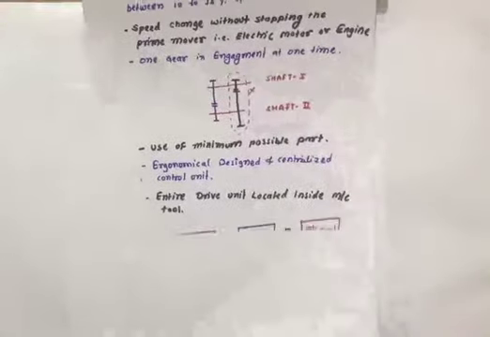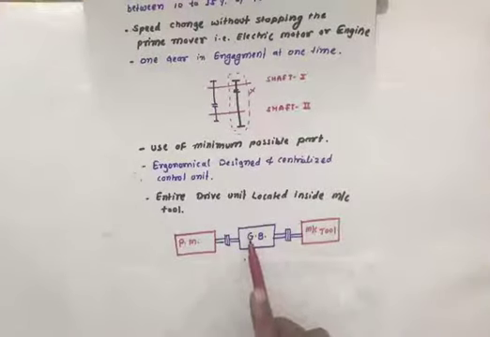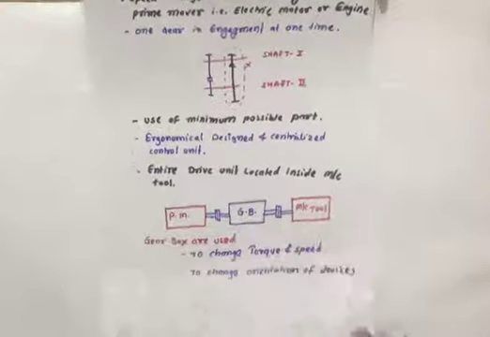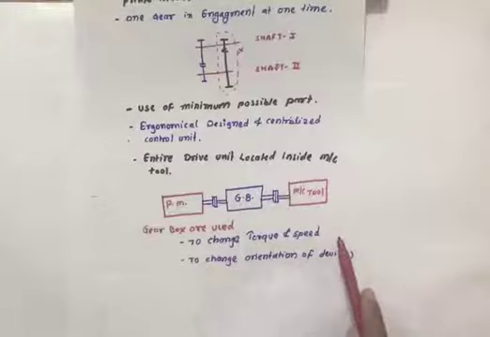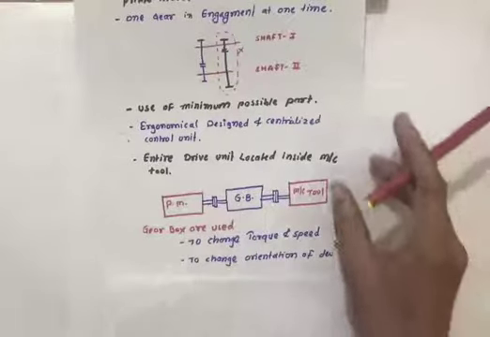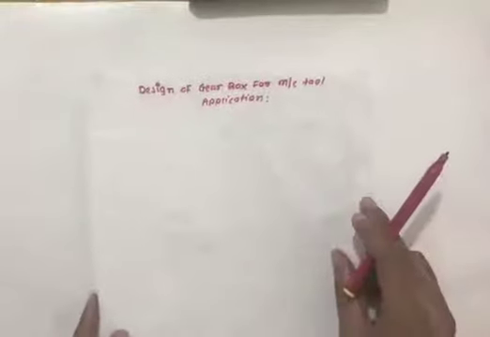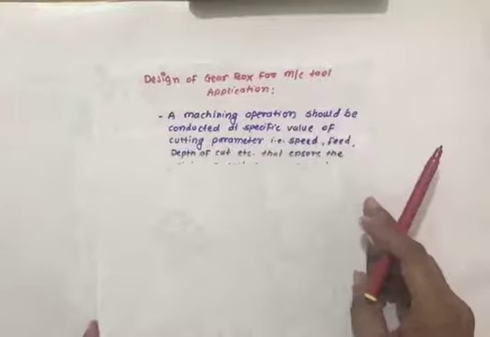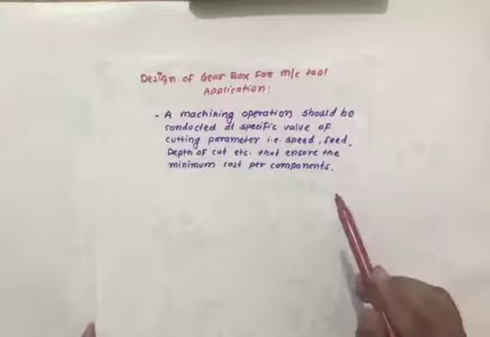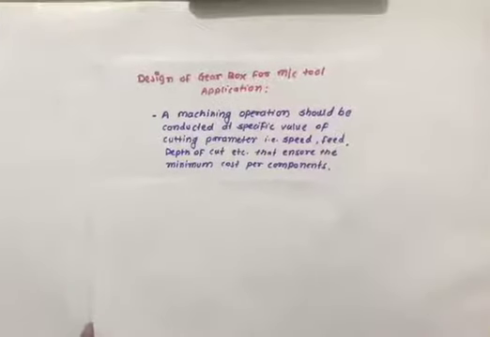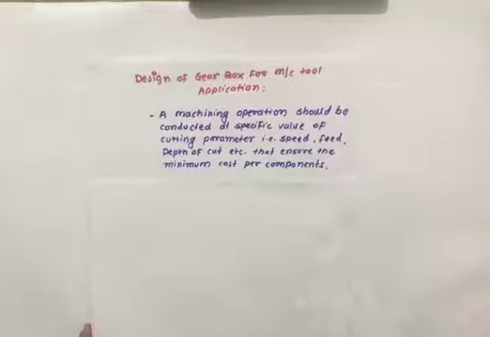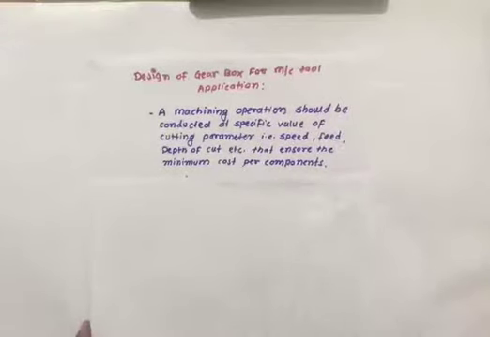Now we will see the location of gearbox. The gearbox connects the machine tool and prime mover by using shafts and couplings. Gearboxes are used to change the torque and speed or to change the orientation of the device or machine. Now next we will see the design of gearbox for machine tool applications. The machining operation should be conducted at specific values of cutting parameters, that is speed, feed, depth of cut, etc., that ensure the minimum cost per component.